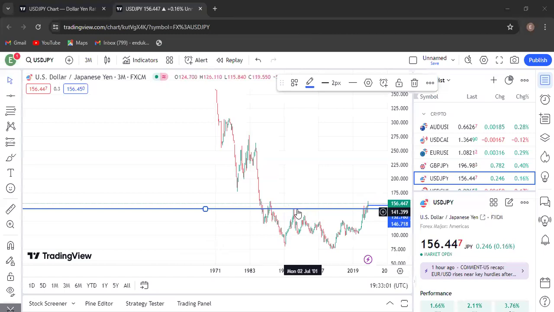Okay. So that is that for this. I hope we got how to use the horizontal line, the rectangle, and the horizontal ray, because I'm going to other stuff right now. Let me expand that chart.